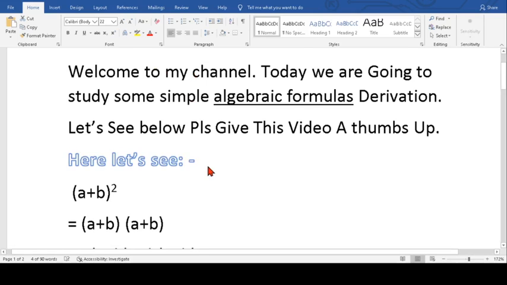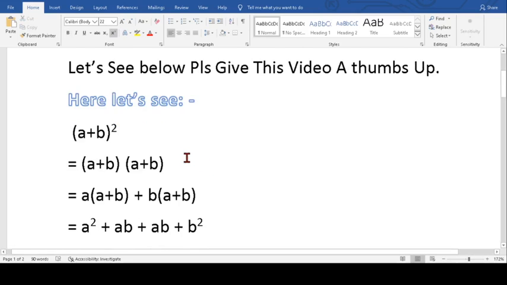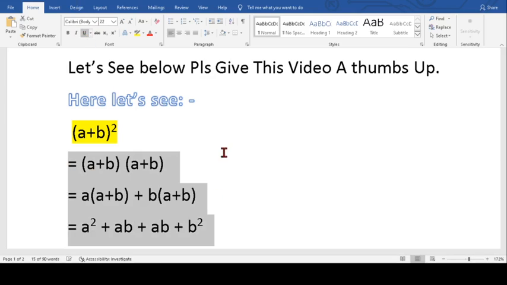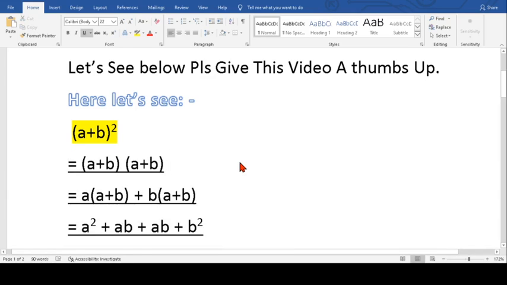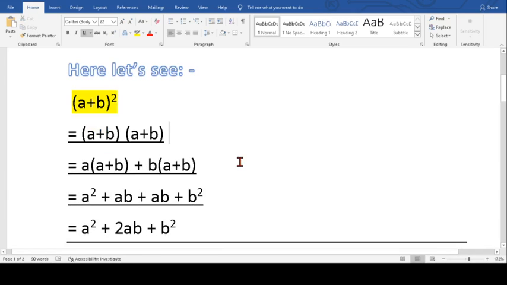(a plus b) whole square. We know that a square means a into a, that is, a multiplied by a. So a into a equals a square. In the same way, (a plus b) whole square means (a plus b) into (a plus b), because a square equals a into a.